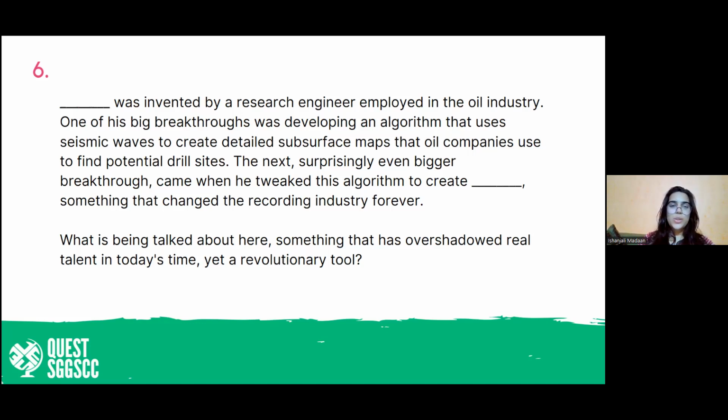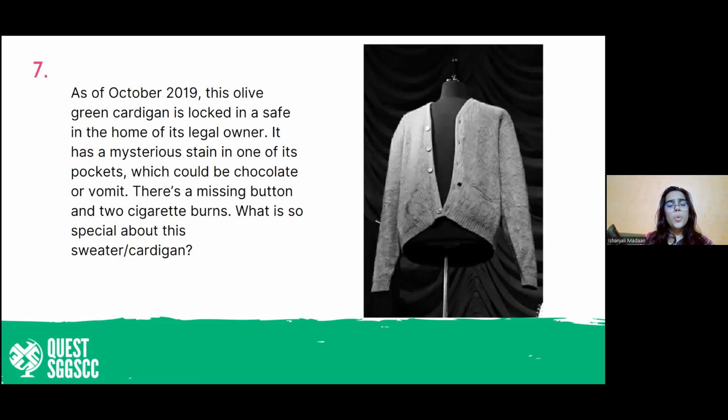Moving ahead to the seventh question. As of October 2019, this olive green cardigan is locked in a safe in the home of its legal owner. It has a mysterious stain in one of its pockets, which could be chocolate or vomit. There's a missing button and two cigarette burns. What is so special about this sweater slash cardigan?